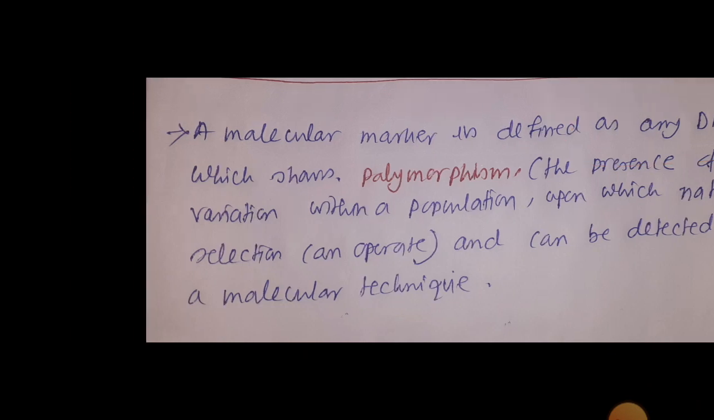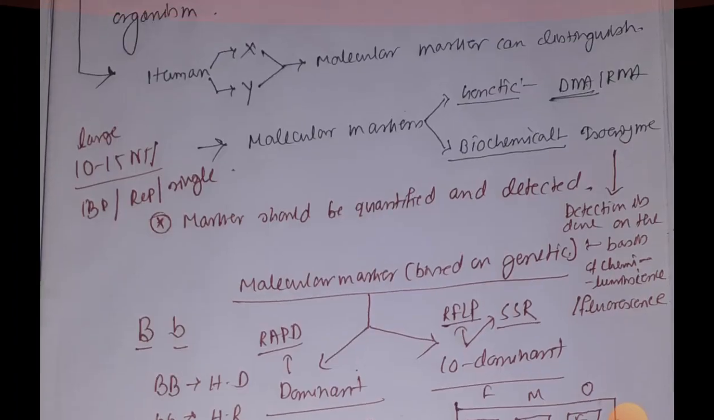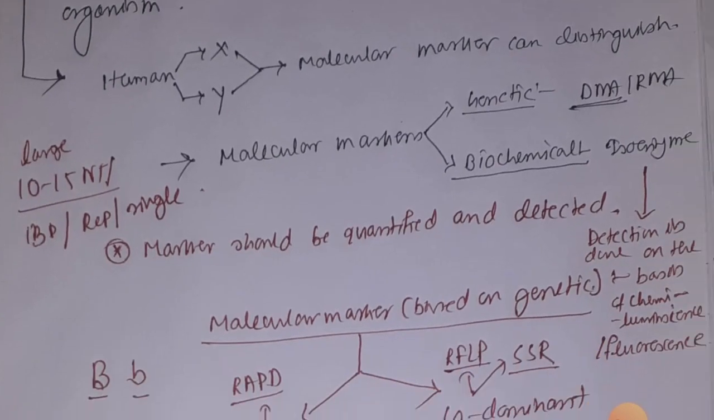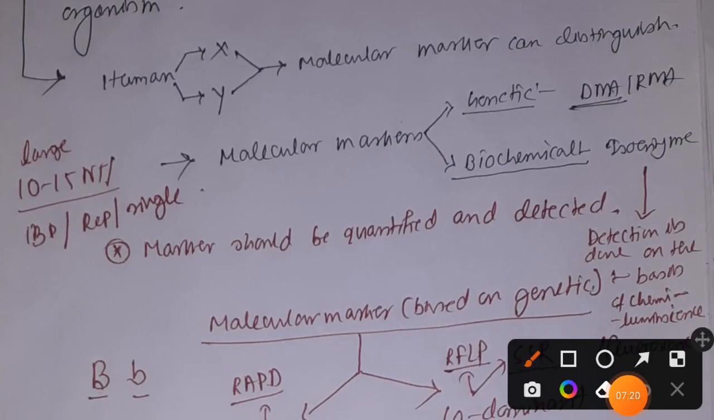Okay, now molecular markers are generally divided into two parts. One is genetic markers, another one is biochemical markers. Among genetic markers, DNA is mostly useful. We are also using RNA markers, and in biochemical markers we are using isoenzymes.